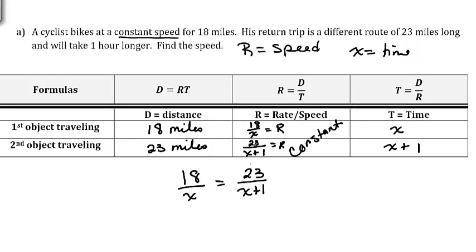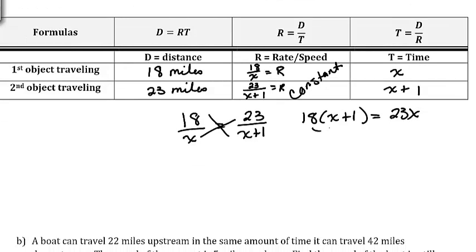And so if we solve this, then we will figure out the time, and then we can use one of these two equations for speed to figure out the speed. So when you have two fractions that are equal to each other, you can cross multiply. So that would be 18 times x plus 1 equals 23x. And just remember to put that x plus 1 in parentheses, because then we're going to need to distribute it, and we get 18x plus 18 equals 23x.